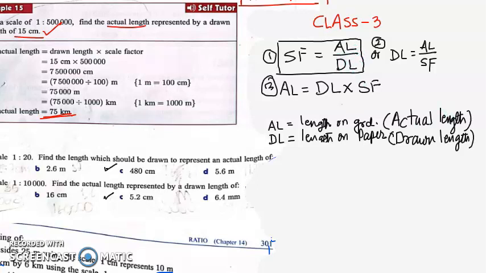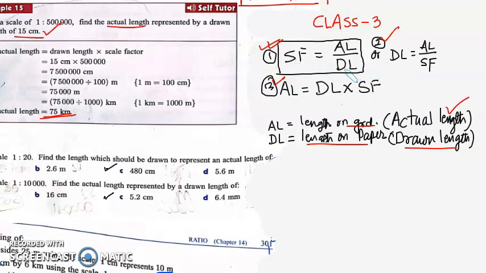AL is actual length, that is length on the ground, and DL is drawn length, that is length on the paper. So if you just remember this formula, you can derive formula 2 and formula 3. You don't have to remember all of them, as I told in the previous video also. You have to just remember this.